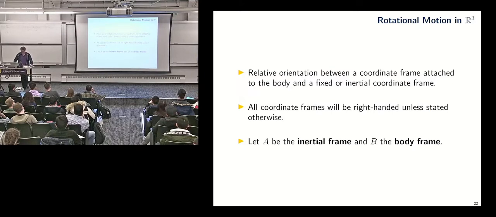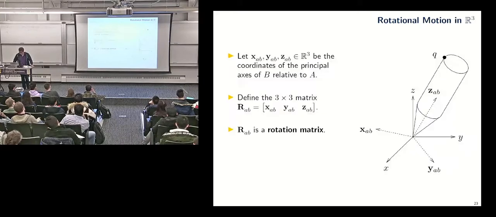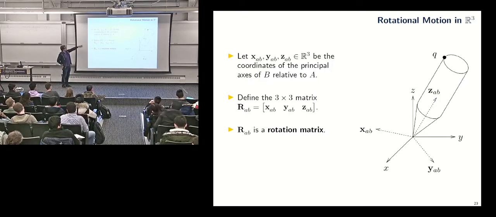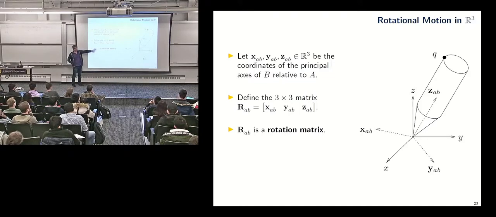So what we have is, let's call A our inertial frame, and let's call B our body frame. So we have this nice picture, and suppose we have X, Y, and Z be the coordinates of B relative to A. Then out of this we can build this matrix. And according to this slide, this matrix is a rotation matrix, but why is this a rotation matrix?